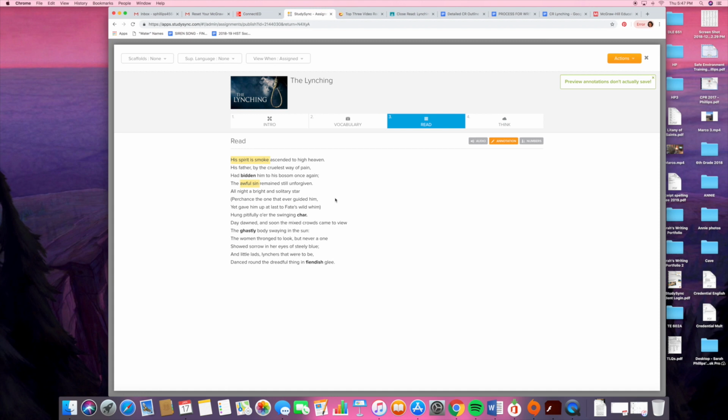"All night a bright and solitary star, perchance the one that ever guided him, yet gave him up at last to fate's wild whim." So we're in like the nighttime. "Hung pitifully over the swinging char." That's definitely big imagery right there. But we have to talk about that the star is hanging over the charred body that is swinging in the breeze. Oof, kind of spooky.